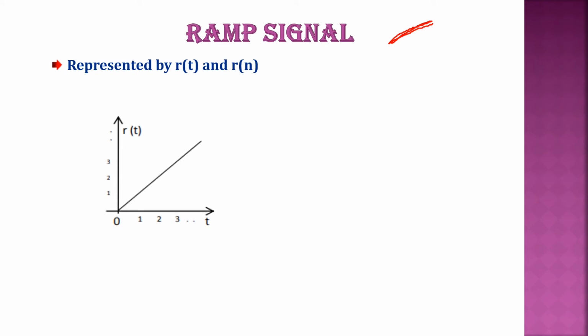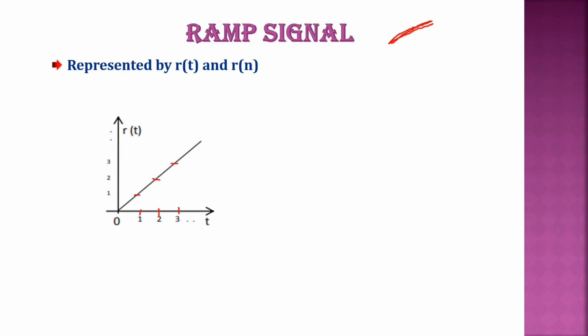Look into the signal here. For t equal to 0, R of t is 0. When t is equal to 1, what is the value of R of t? R of t is 1. For time t equal to 2, R of t is equal to 2. For time t equal to 3, R of t is equal to 3.